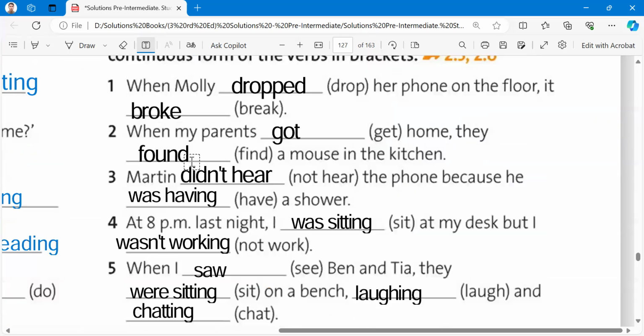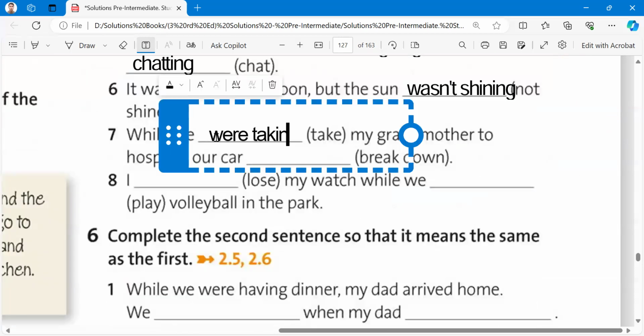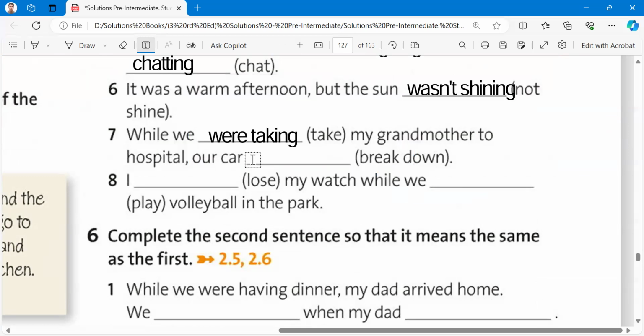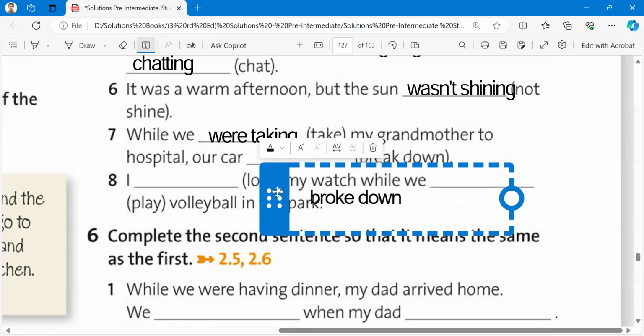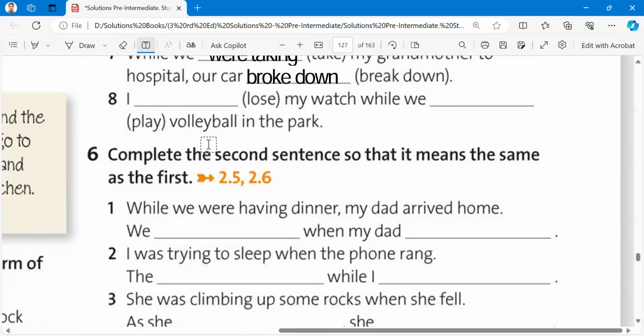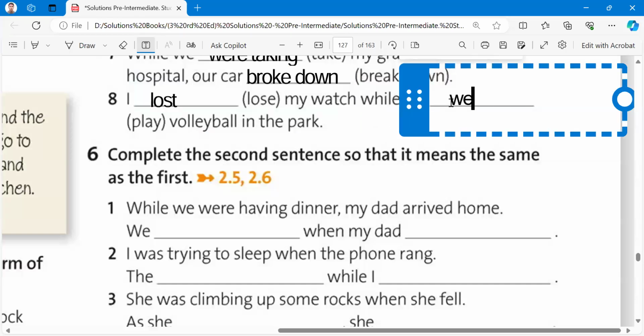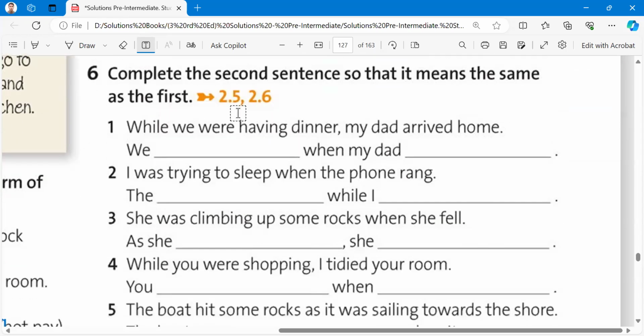Next, while, what to use here? While we were taking my grandmother to hospital, our car broke down. Broke down means it wasn't working. Mostly it's used for machines, right? When it breaks, I mean breaks. I lost my watch while... you know what to use here. We were playing volleyball in the park. Again, here is the same as the first.